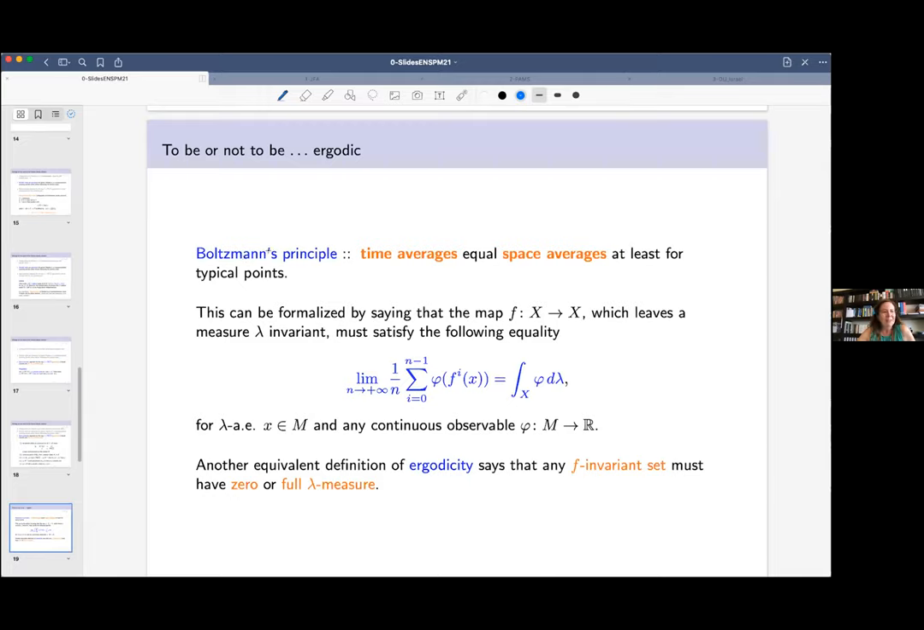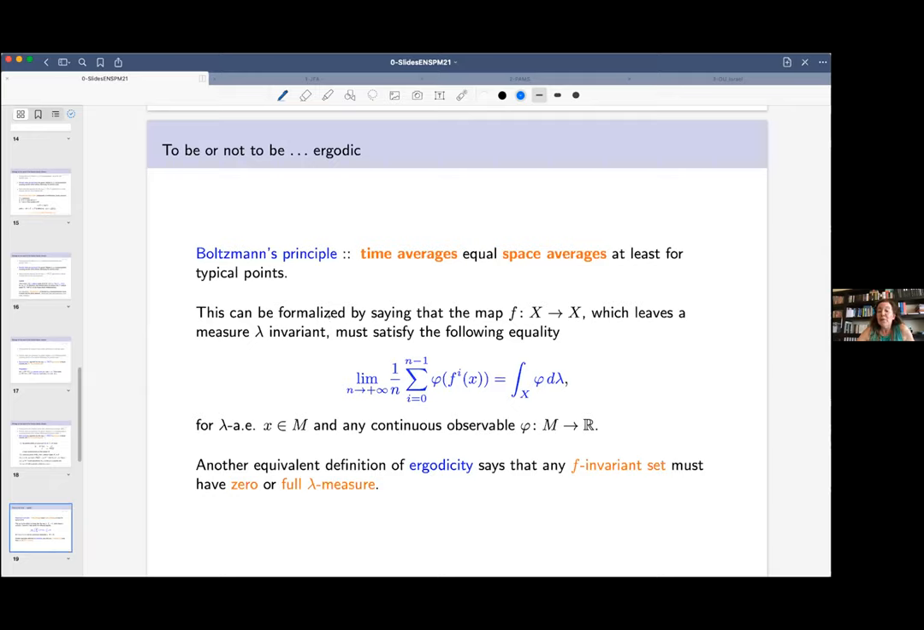There is an important result in dynamical systems, which is the Oxtoby-Ulam theorem. Back in the 19th century, during his studies in the dynamical theory of gases, Boltzmann formulated a principle very important in statistical physics, the ergodic hypothesis. Roughly, this principle says the following: time averages equal space averages, at least for typical points.